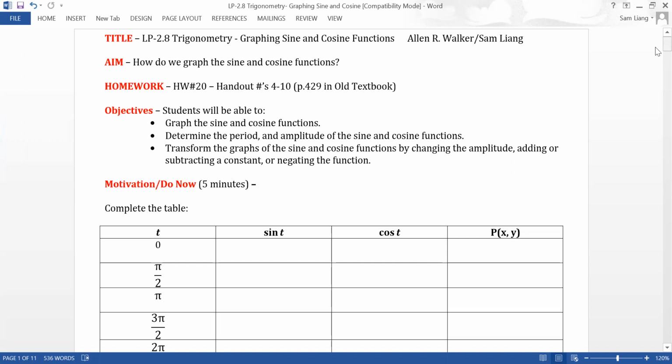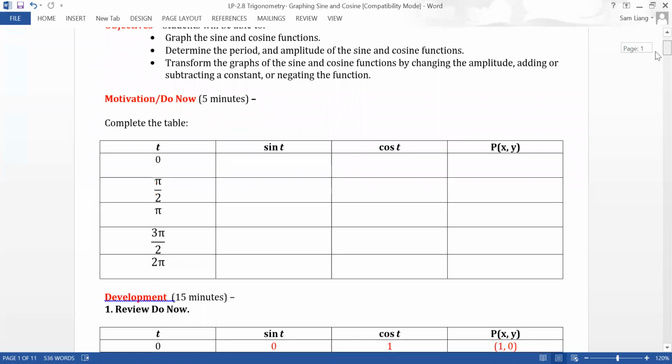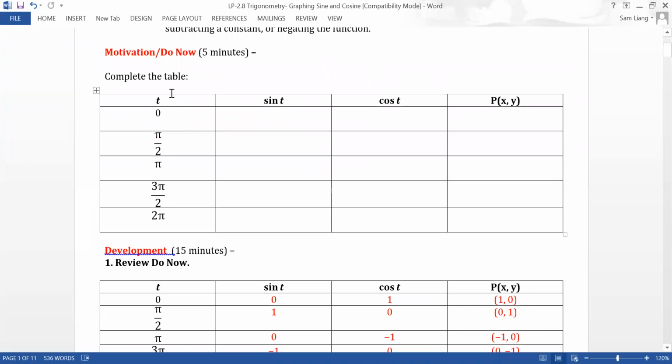For your warm-up, it's going to be complete the table. As you can see here, it's t, sine t, cosine t, and the terminal point x, y. And then we have the t values of 0 to 2 pi. I won't go to the slide, but if you want to copy this empty chart down to fill it out on your own, please pause the video here. Otherwise, I'll get to the answer.